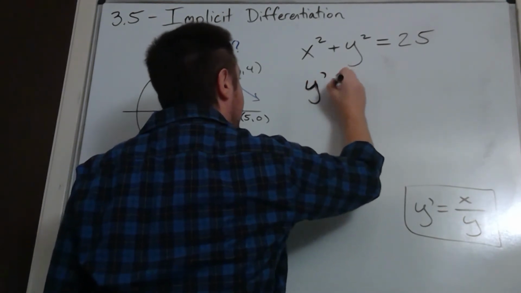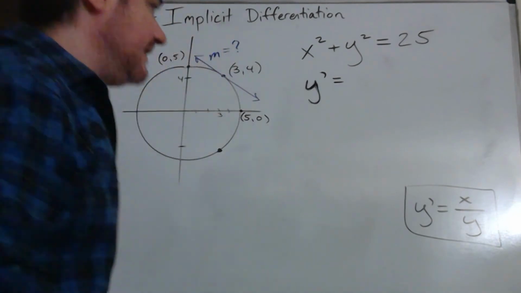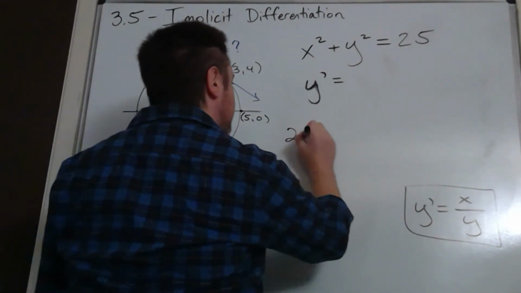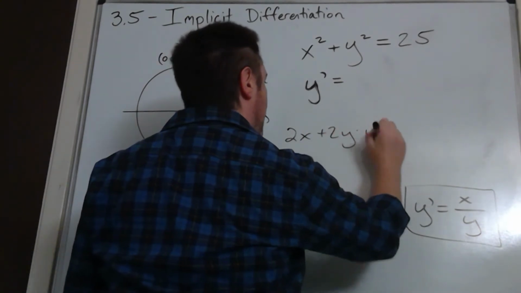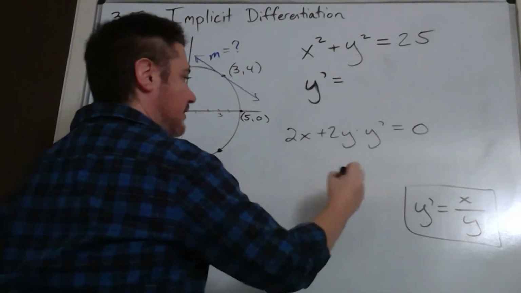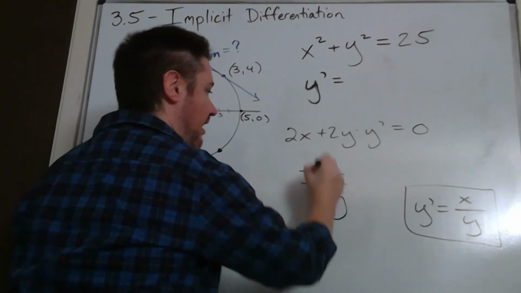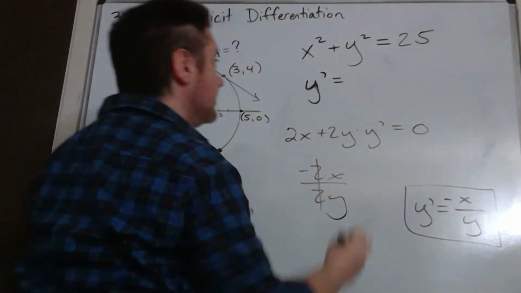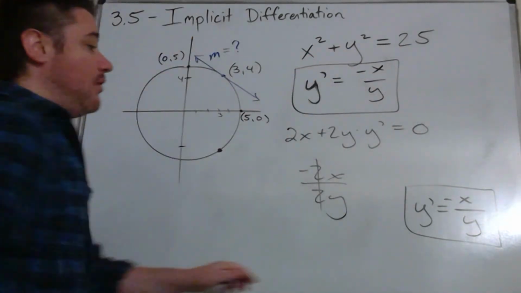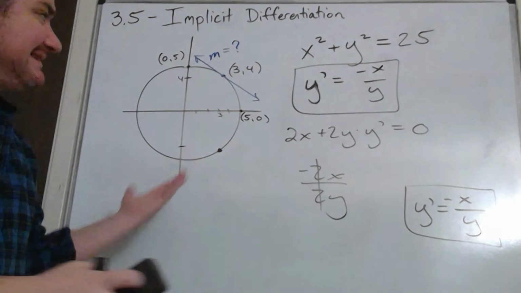Y prime is a ratio. Did I lose a minus sign over there? We had 2x plus 2y, y prime was equal to 0, right? So I subtracted the 2x over and then divided by 2y. So I should have a negative on there, right? So we want negative x over y. Okay, that's our derivative.